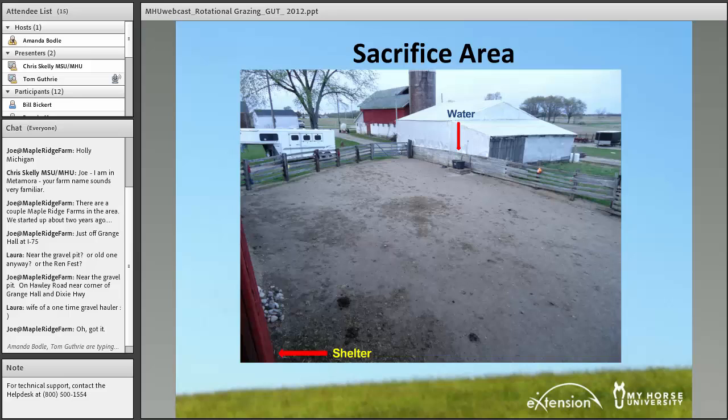The runoff from this sacrifice lot essentially goes right into the pasture, or on the other side, on the far west side of it, it actually is a field to raise crops.